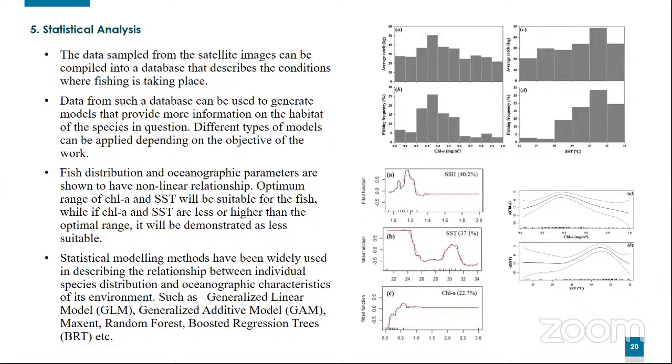Okay, so statistical modeling methods have been used in describing the relationship between individual species distributions and oceanographic characteristics of its environment. Contoh yang selalu guna adalah generalized linear model and generalized additive model. Tapi there are some ecological habitat modeling yang menggunakan machine learning seperti MaxEnt, random forest dan juga boosted regression tree.